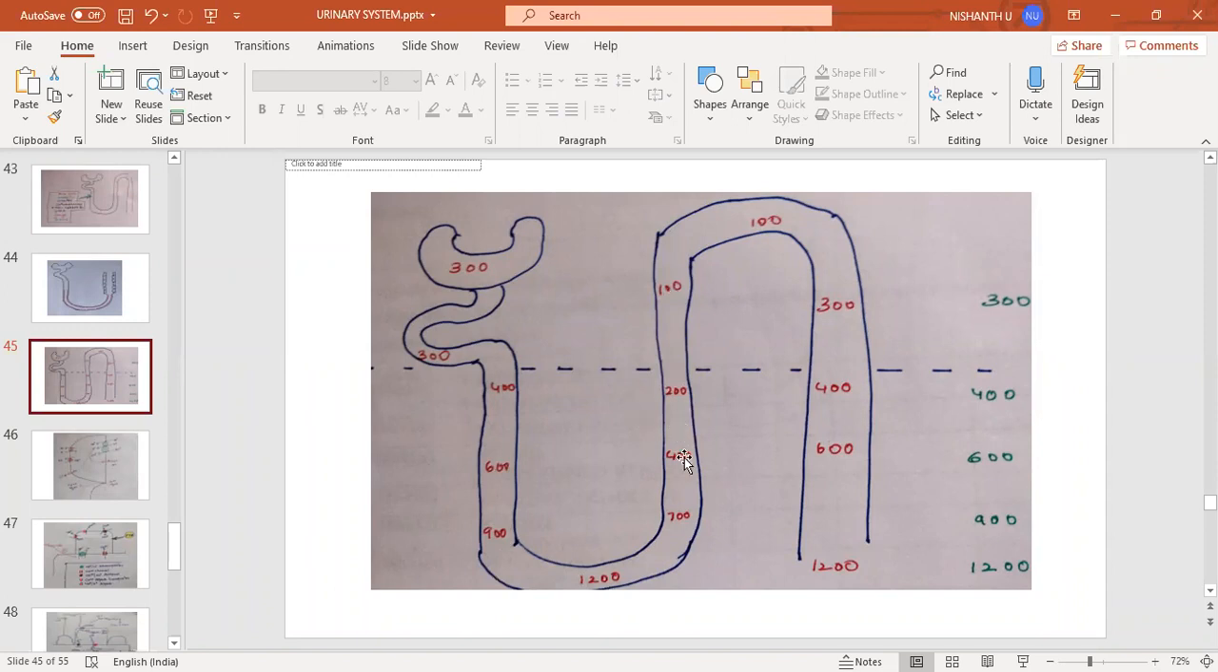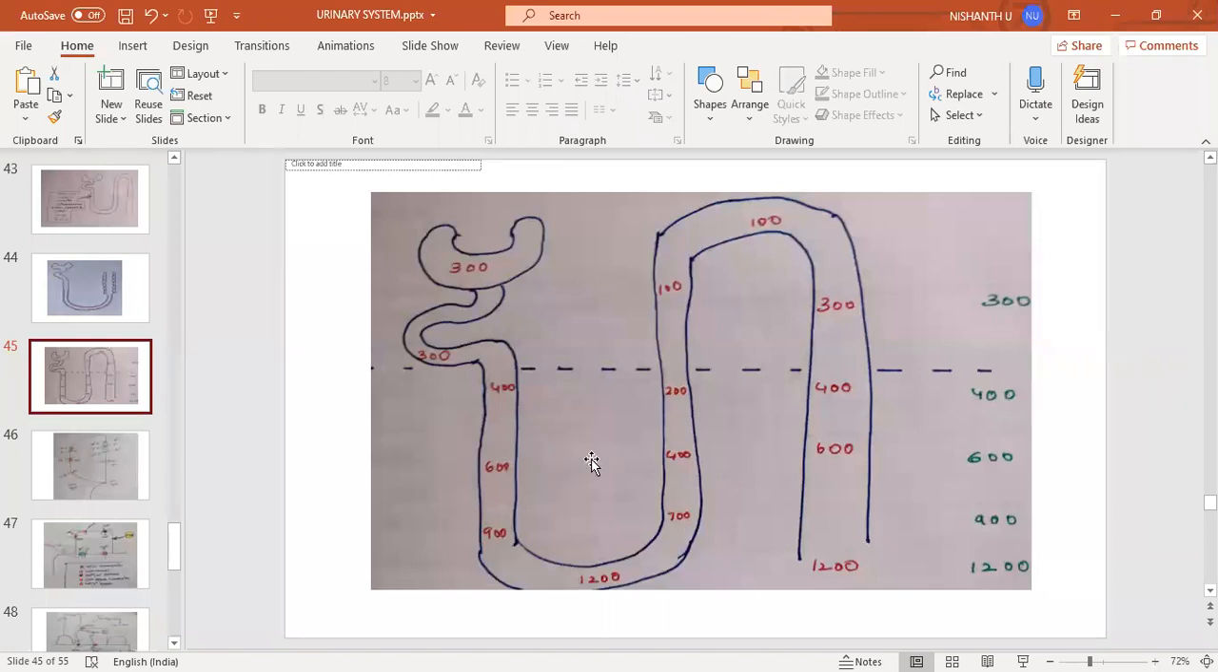Are you able to understand or not? To maintain this osmolarity, in this concept, in the descending loop of Henle, there is loss of water. In the ascending loop of Henle, there is reabsorption of solute. That means here water is reabsorbed more, and here solutes are reabsorbed.